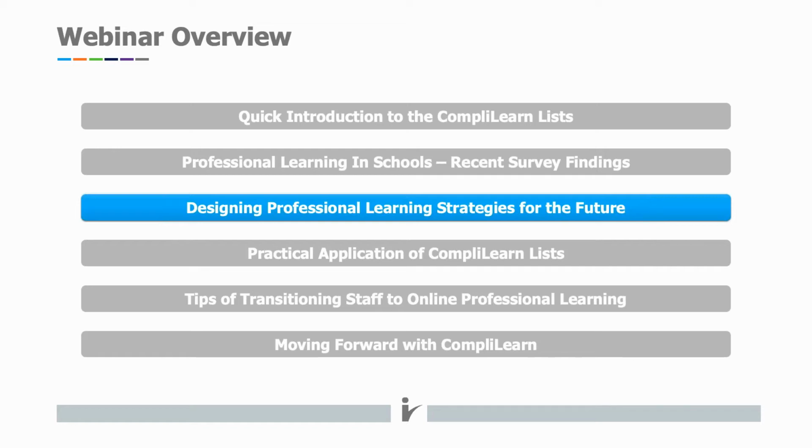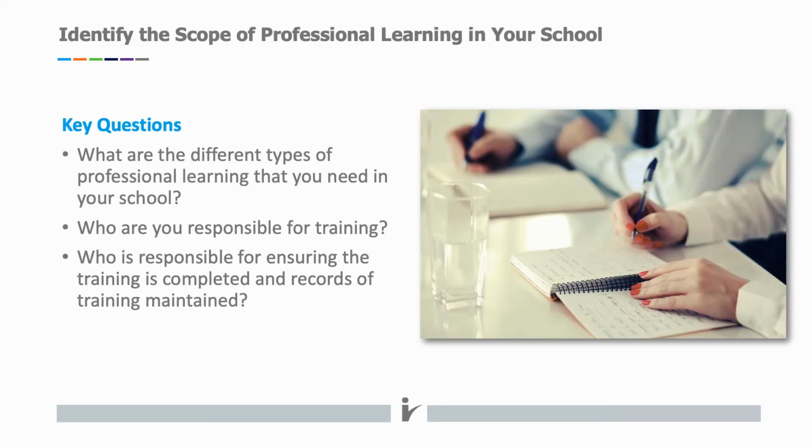So I might just start with the most obvious question: if you're going to design a professional learning strategy for the future, where do you start? What's the very first thing you do? Yeah, I think the very first thing you do is to identify the current scope of professional learning within your school. You can do that by asking a few questions, these key questions here.